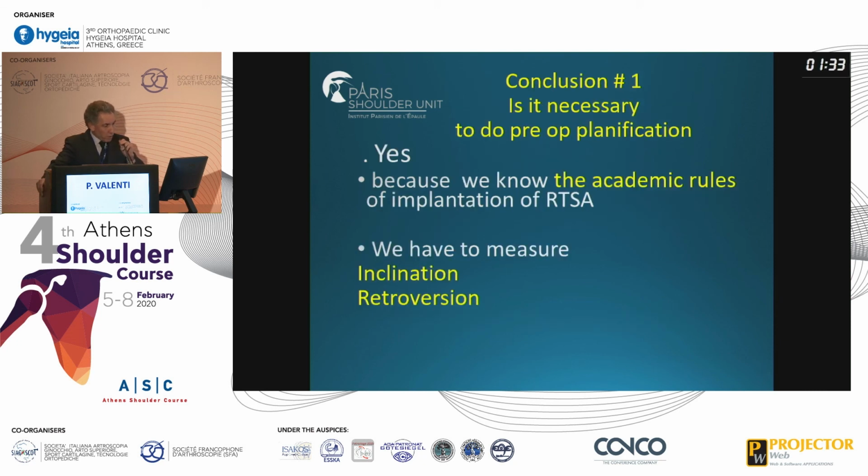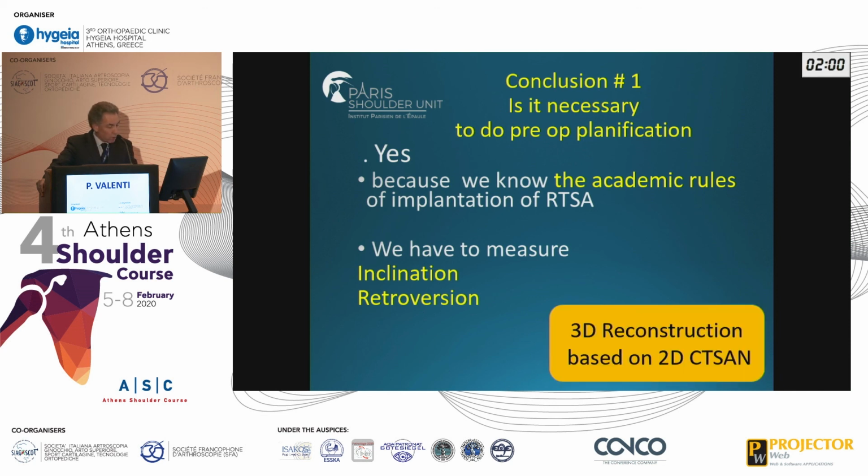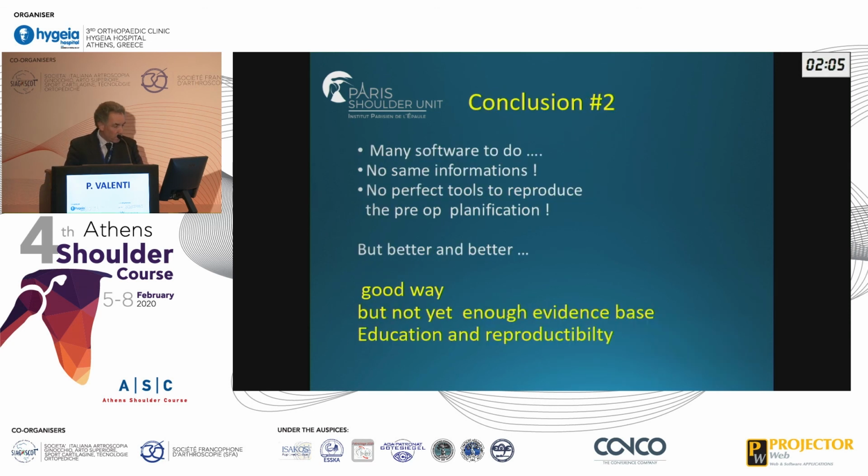So, first conclusion, that we progress. Is it necessary to do preoperative planification? Yes, and I think you have to do it systematically, not only in complex cases. Systematically you have to do it, because if you want to respect the academic rules, inferior tilt, inferior glenoid component, it's better with a preoperative planification. We have to measure, of course, inclination and retroversion, and 3D reconstruction is definitively more precise than 2D CT scan.